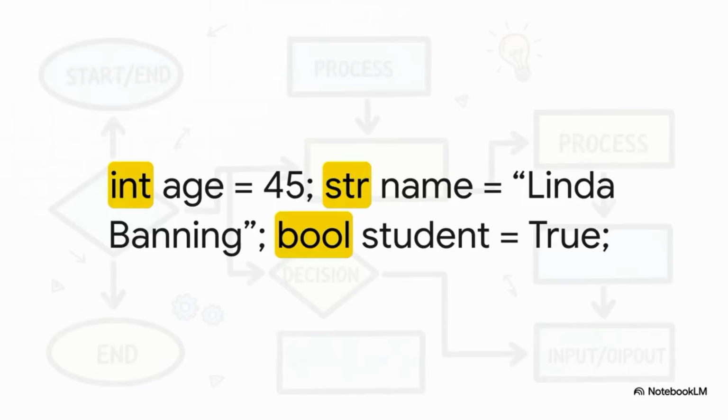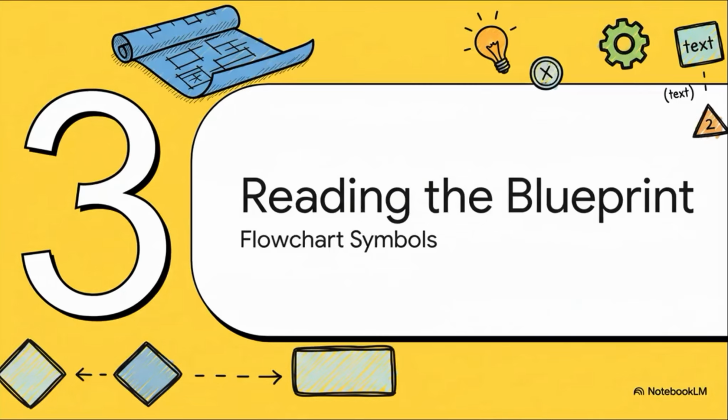And here's how it all clicks together in practice. This first line is basically saying, hey computer, create a box that only holds integers, name it age, and then go ahead and put the number 45 inside. The next line creates a box for string data called name, and the last one makes a Boolean box called student and just sets it to true. See?